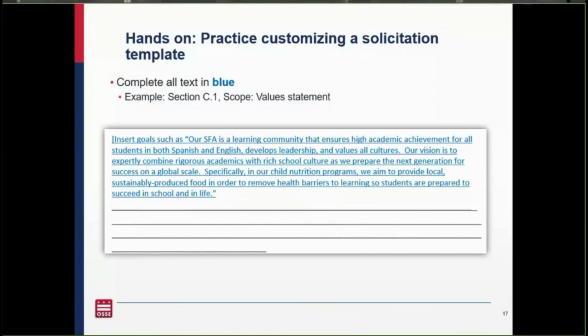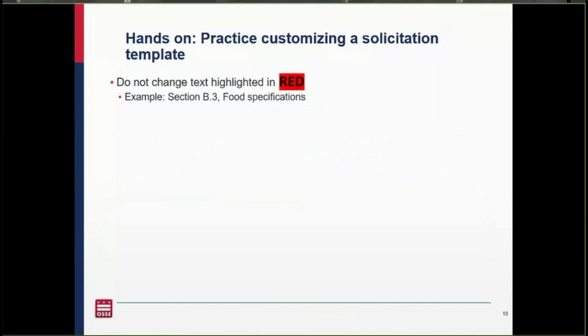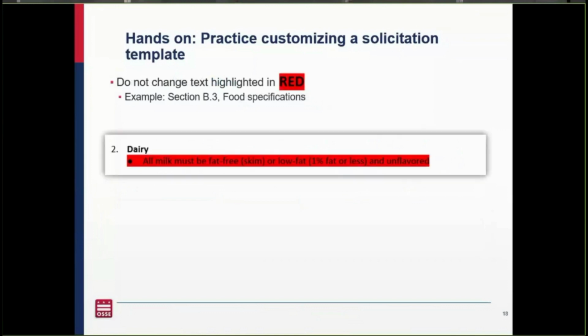All right. Next, we're going to look at an example of text highlighted in red. Red highlights signify parts of the solicitation that are required by law, and SFAs should not change the red highlighted requirements. For example, you could turn to section B3, which is on page 10 of the Vended Meals RFP.